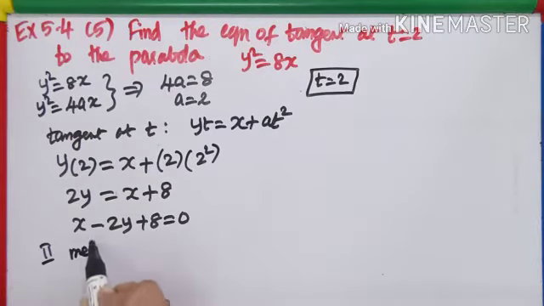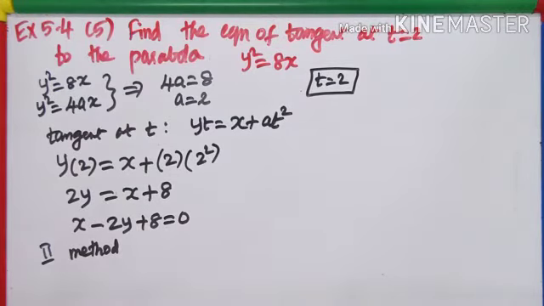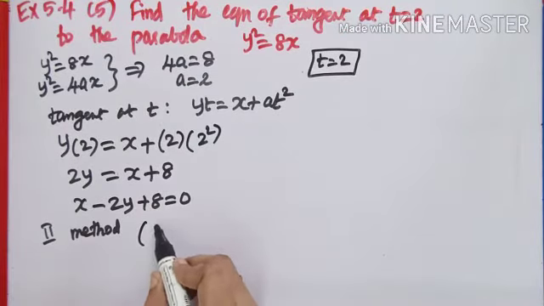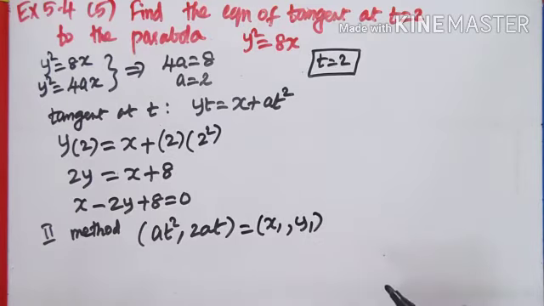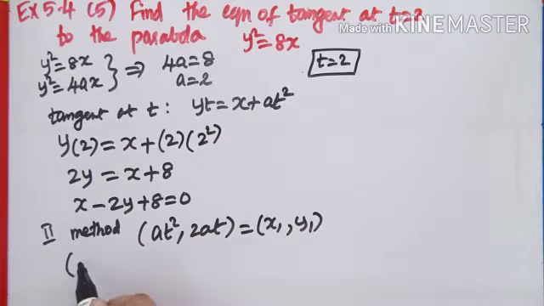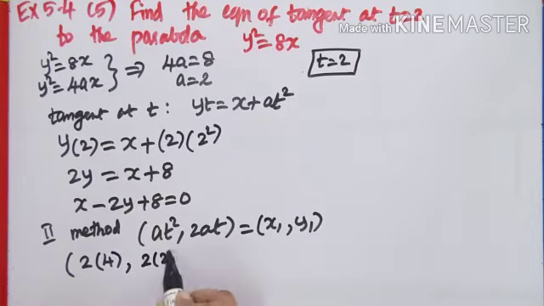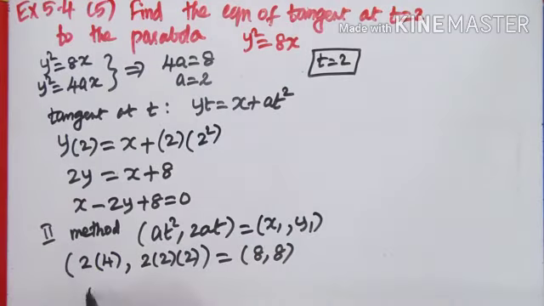Second method. First method is very simple, but we need to remember the formula. The second method, we can take the point at square comma 2at as x1 comma y1. What is a? a is 2 and t is 2. So a is 2 and t square is 4 comma 2 into t value 2, or I get 8 comma 8. Once I know x1 y1, what is the parabola given? y square equal to 8x. So that is the parabola given.